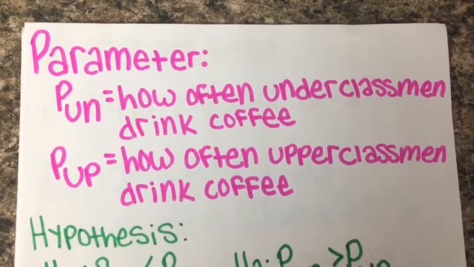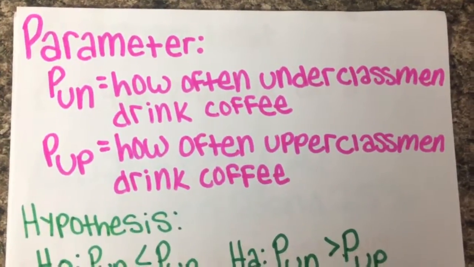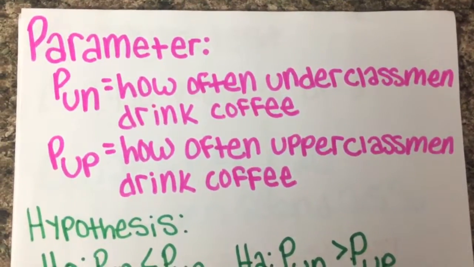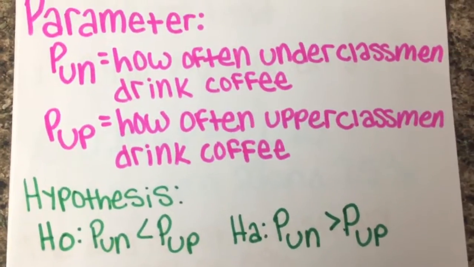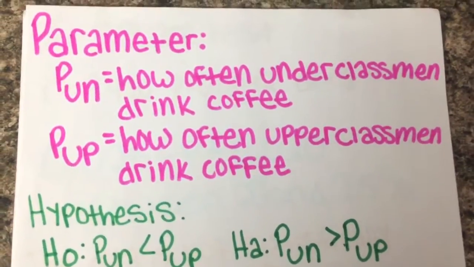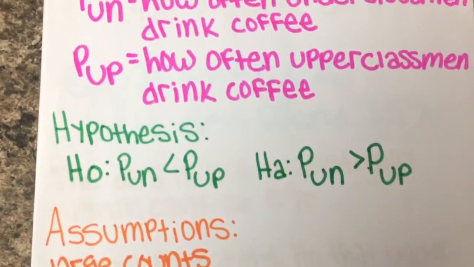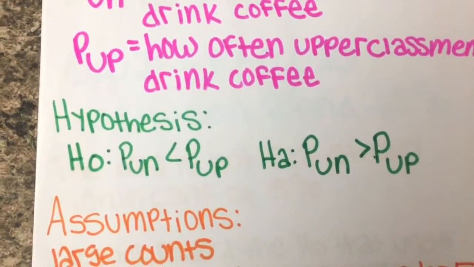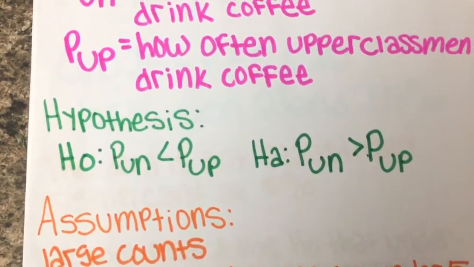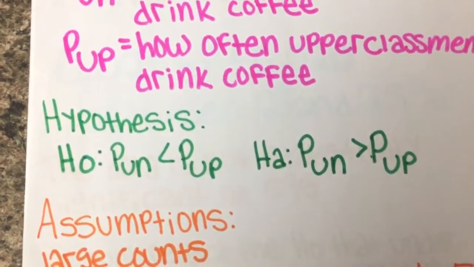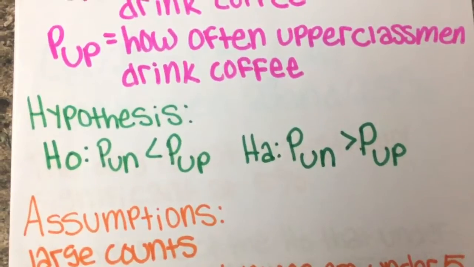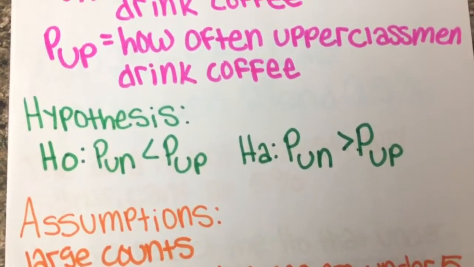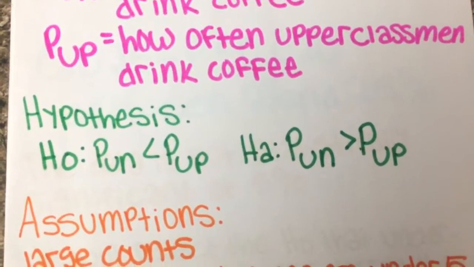The parameter for this, there were actually 2. P-un means how many underclassmen drink coffee often, and then P-up was how often upperclassmen drink coffee. My hypothesis was that underclassmen would drink less coffee than upperclassmen, so that was my null hypothesis, and my Ha would be that underclassmen actually drink more than upperclassmen.